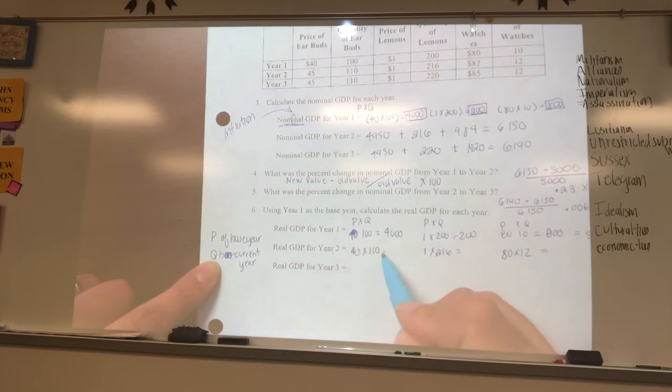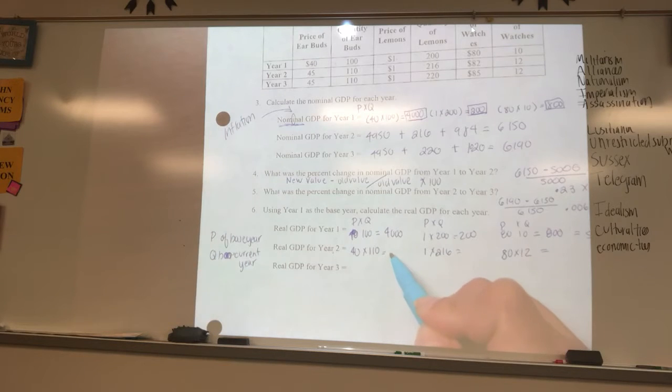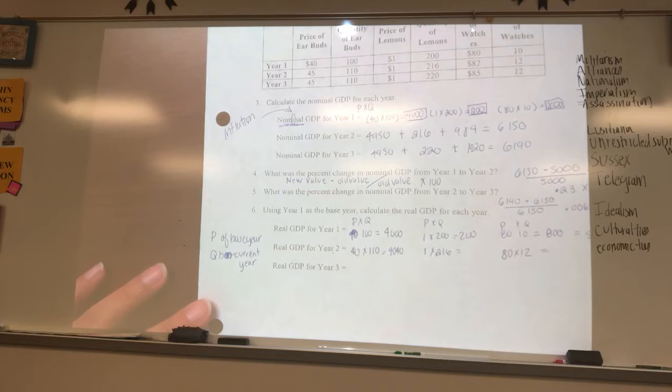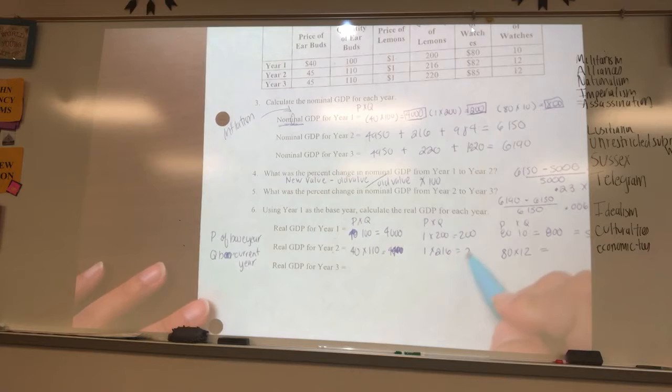40 times 110 gives me 4,000? Is that correct? I don't know. I haven't done the math. 40 times 110. Okay, we're just having issues with zeros. This is 216, right? And then 80 times 12 is what? 960. So now I total all of this up. I take 960 plus 216 plus 4,400.